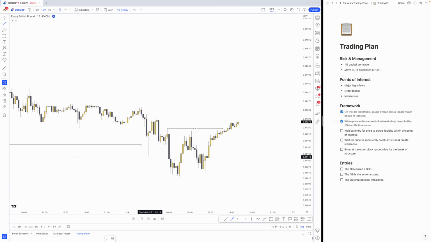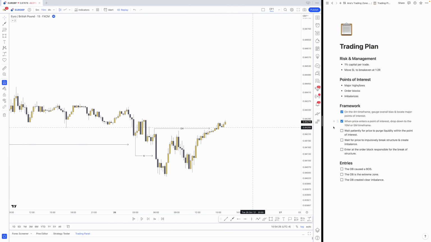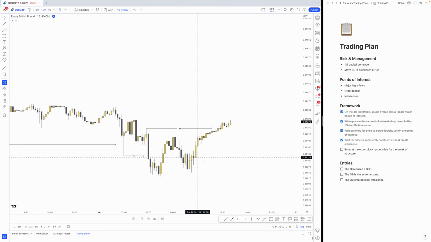Now we can also label this as an internal liquidity grab because that low was violated and then price pushed back up afterwards. So now that we've had the change of character, let's see if we got imbalance and an order block to go with it. So we do have some imbalance right here. Let me highlight that. There's our imbalance and the order block rests just below it.